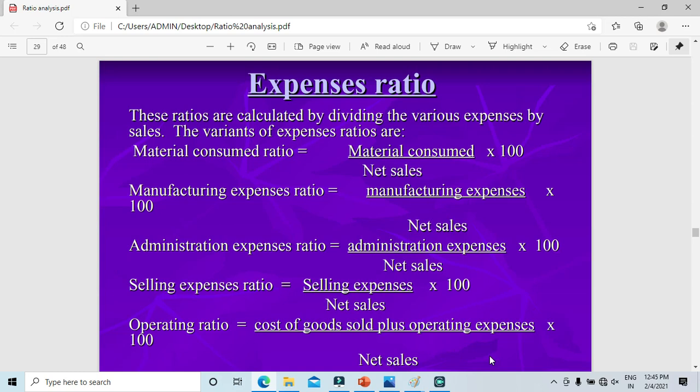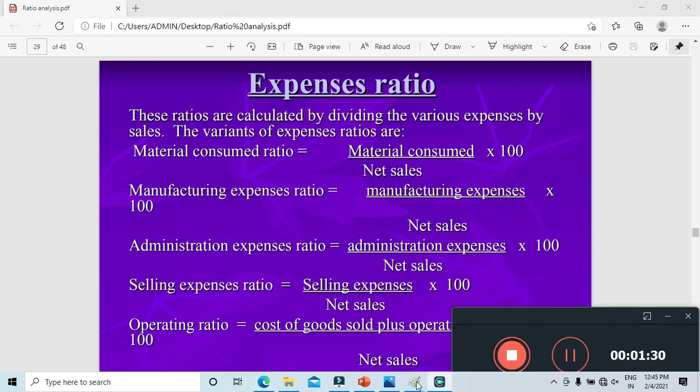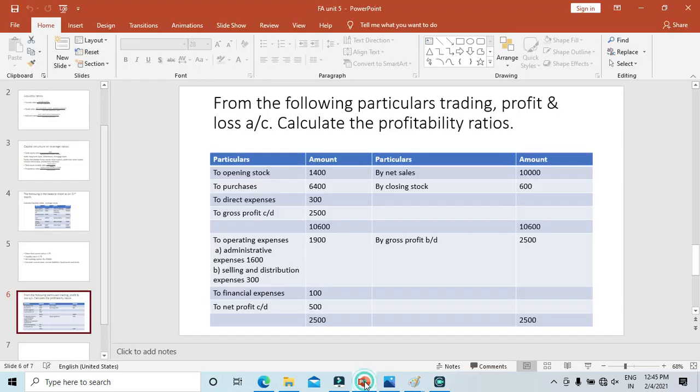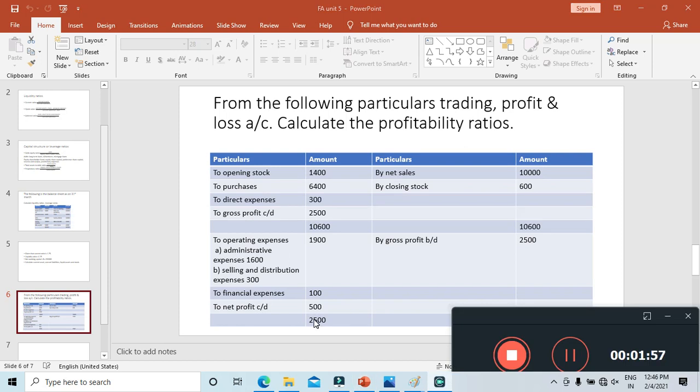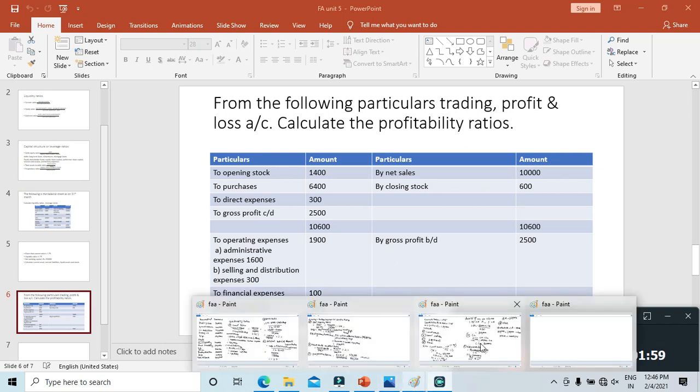So let's do this problem. In the question, he asked: from the following particulars, trading profit and loss account, calculate profitability ratios. You can calculate as many as are available. Opening stock has been given, purchases, direct expenses, gross profit, net sales, closing stock, and operating expenses, administrative expenses, selling and distribution, financial expenses and net profit. So let's take this entire information on a slide.